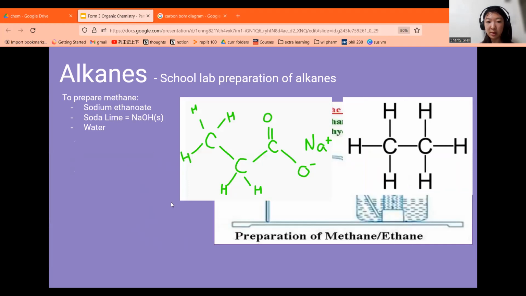Now we go on to produce ethane. This is ethane because it has two carbons, but to produce two-carbon ethane, you want three-carbon sodium propanoate, right? So you have 1, 2, 3 carbons to produce ethane.